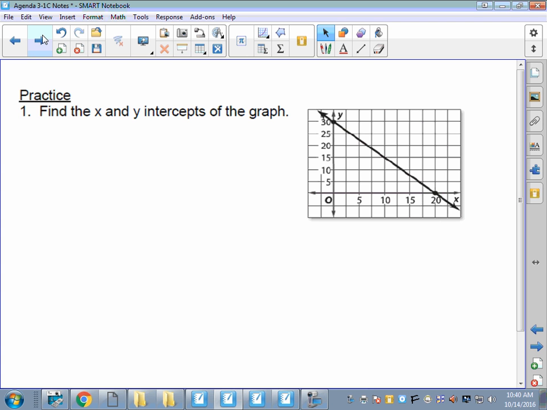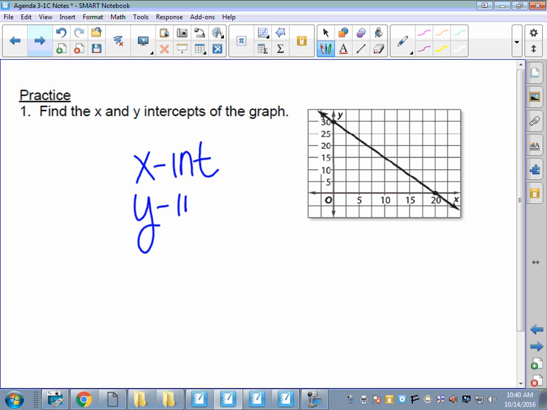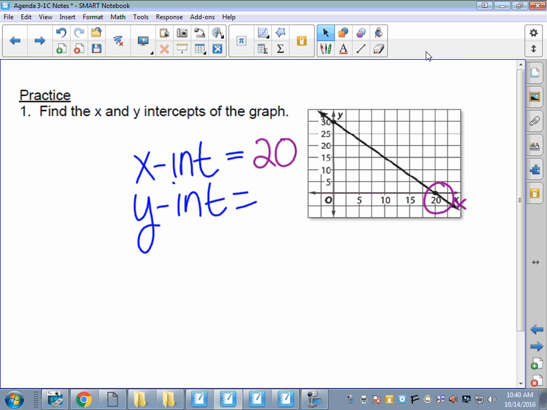So let's skip this first one. Let's just, well, no, let's do this. This is a piece of cake, right? Find the x and y intercepts. So x-intercept is on the x-axis. Looks to me, here's the x-axis. My x-intercept equals 20. You don't have to tell me the ordered pair, just tell me the x value. The y-intercept up here looks like a 30 to me. That's all we're looking for. The dots are connected. We got a line in between them.